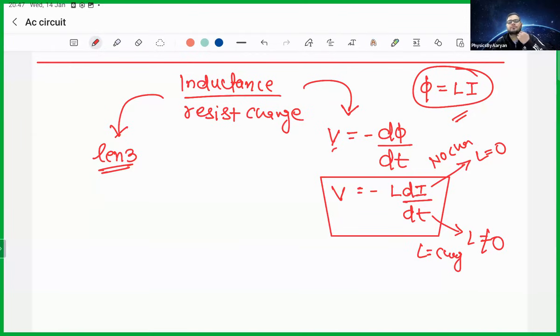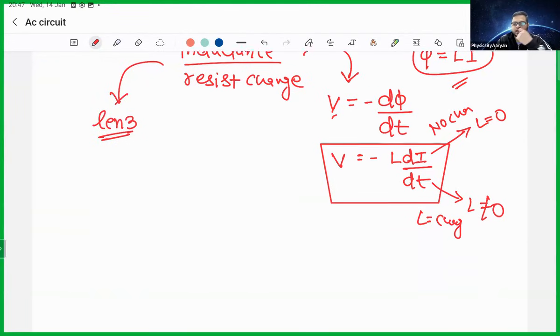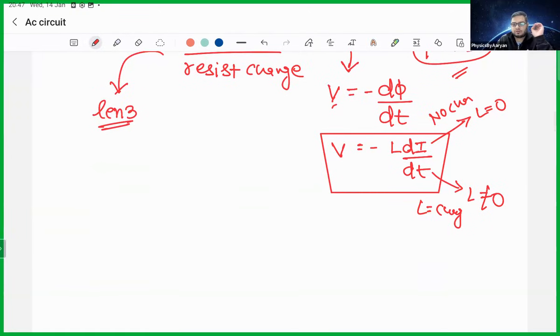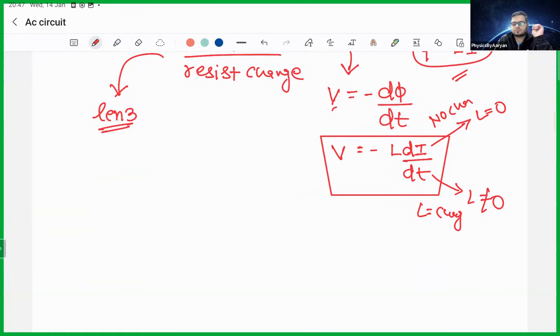Write this down quickly. I hope it is written down by everyone. Three simple formulas you have to write.